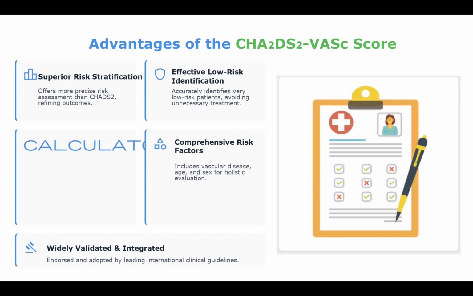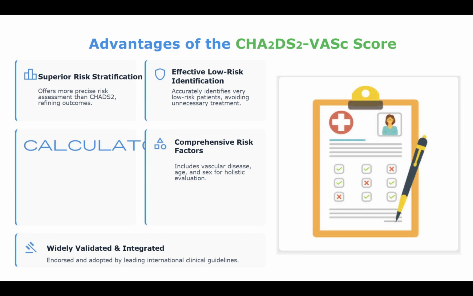Lastly, a cornerstone of its reliability is that the CHA2DS2-VASc score has been widely validated across numerous robust studies and diverse patient populations globally. Its consistent integration into major international clinical guidelines further underscores its proven reliability, widespread acceptance, and indispensable role within the medical community. These advantages collectively make it an indispensable asset in stroke prevention.